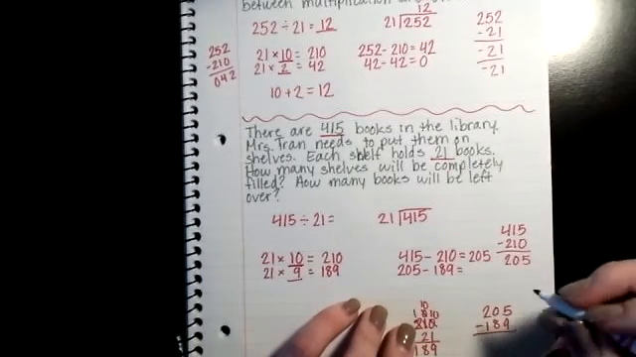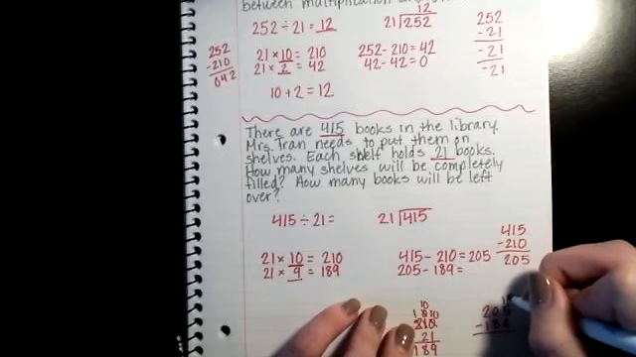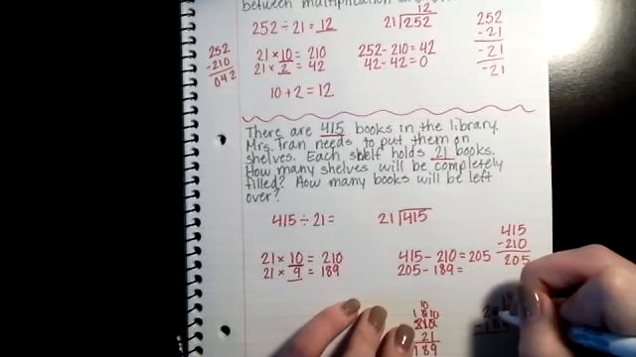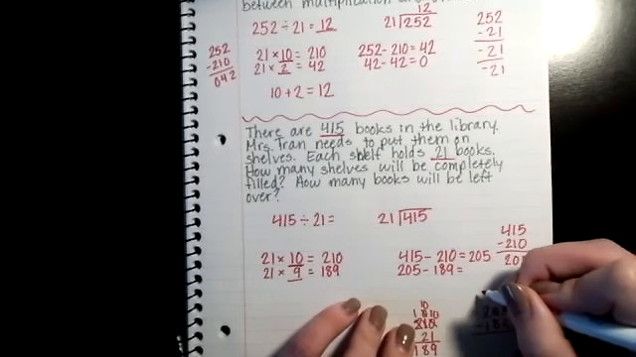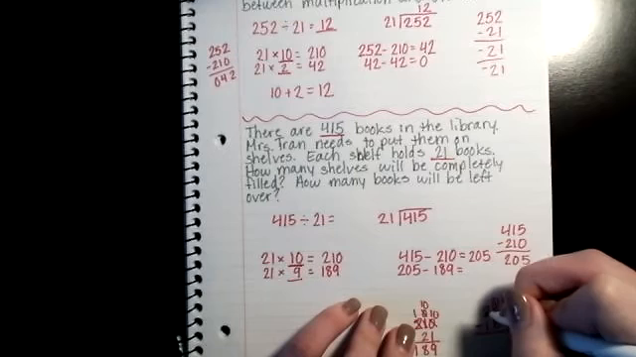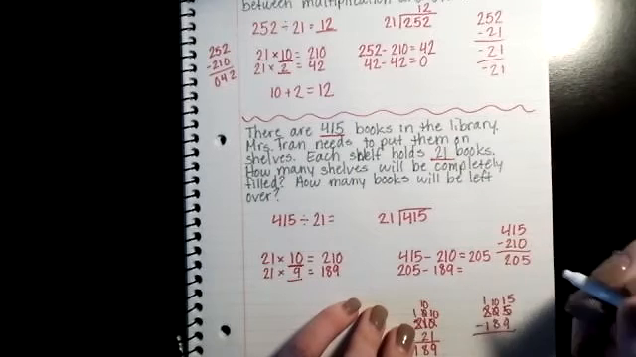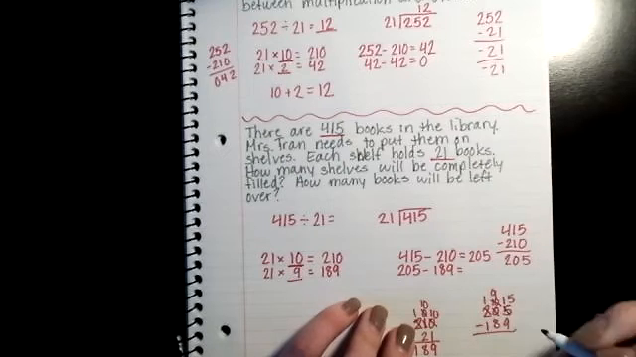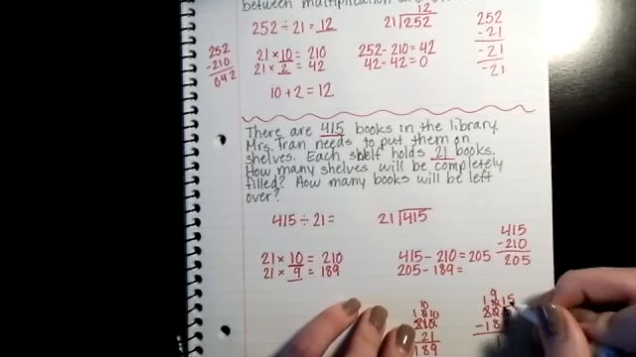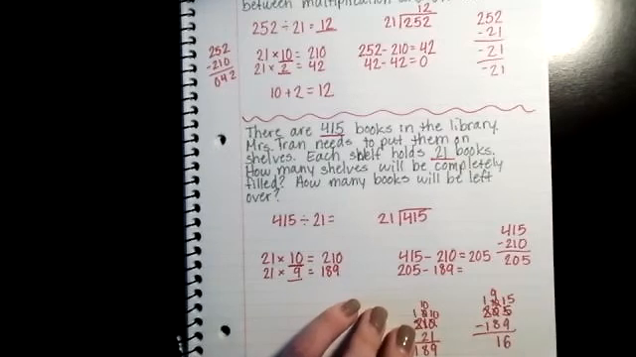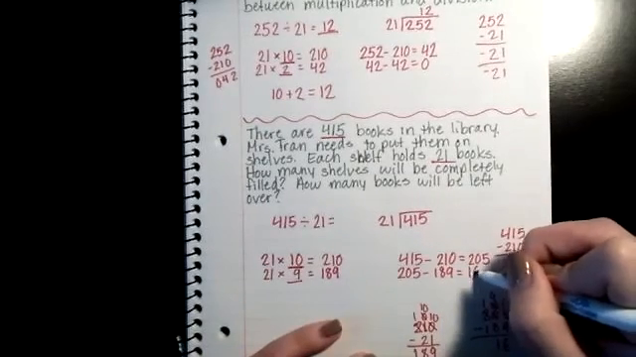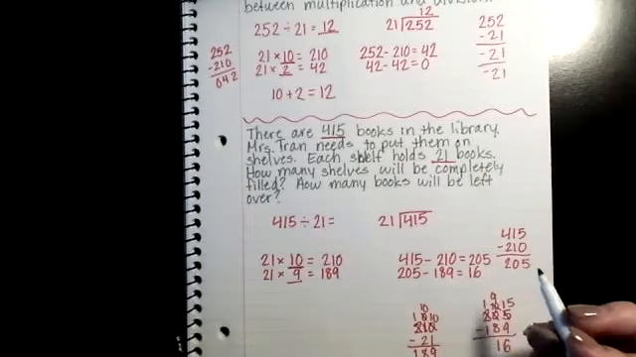All right, let's see. 5 is going to be 15. And this is going to be a 10. That's going to be a 1. All right, so that's going to, oh, going to take that one away, sorry. And 16. There we go. So 205 minus 189 is going to be 16. So there's my leftovers here.